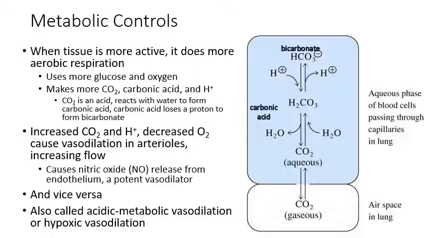This is all based on the idea that when a tissue's activity level increases, it uses more oxygen to make ATP in respiration. Not only does it use more oxygen, it's also using more glucose and turning that glucose into CO2, so its CO2 production goes up as well. Then anytime you have more CO2 production, you have more protons produced also, and the pH will go down.